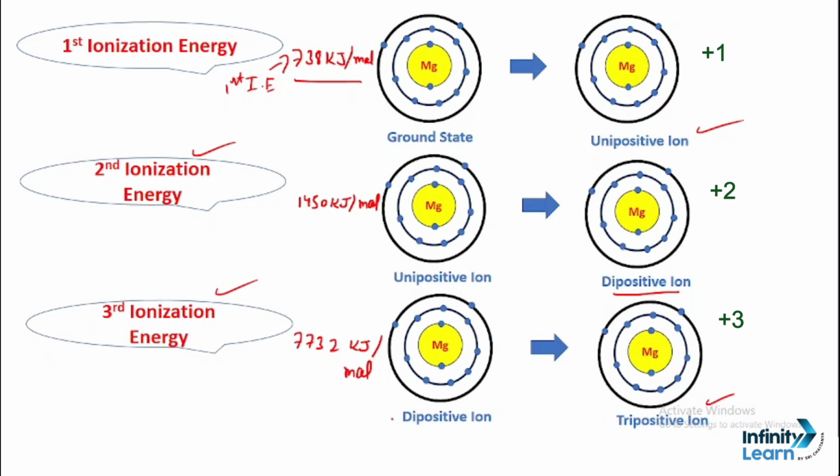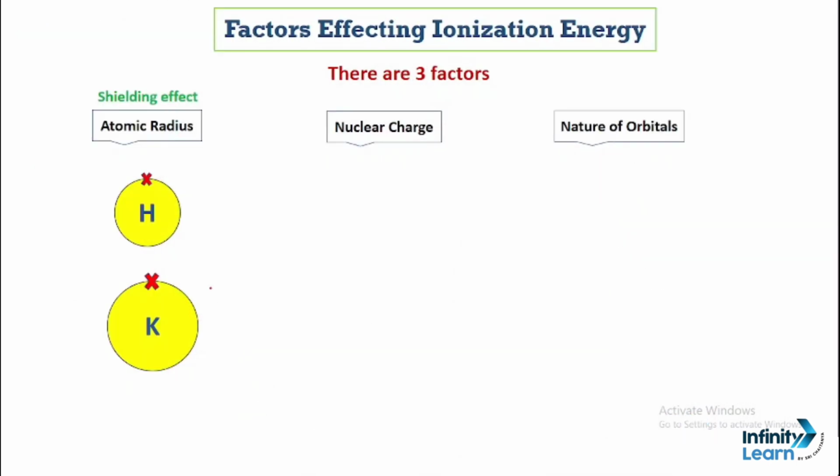So as you can see here, the third ionization energy is greater than our second ionization energy, and the second ionization energy is greater than our first ionization energy. Now let's learn about the factors affecting ionization energy. Here we have mainly taken three factors. Our first factor is the shielding effect and atomic radius.